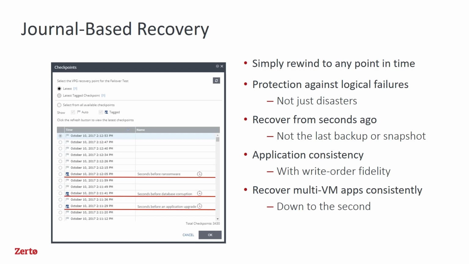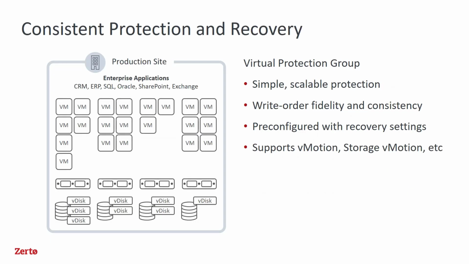Let's say a few seconds before you did an application upgrade that touched multiple VMs, you can save a checkpoint of all those VMs, so you'll make sure that all those VMs are protected from a consistent point in time, so you can recover to that consistent point in time. Now, the way that works is we use virtual protection groups.